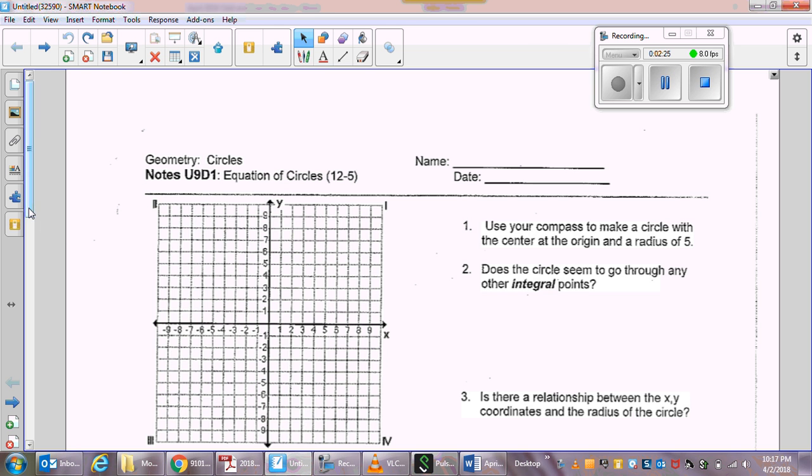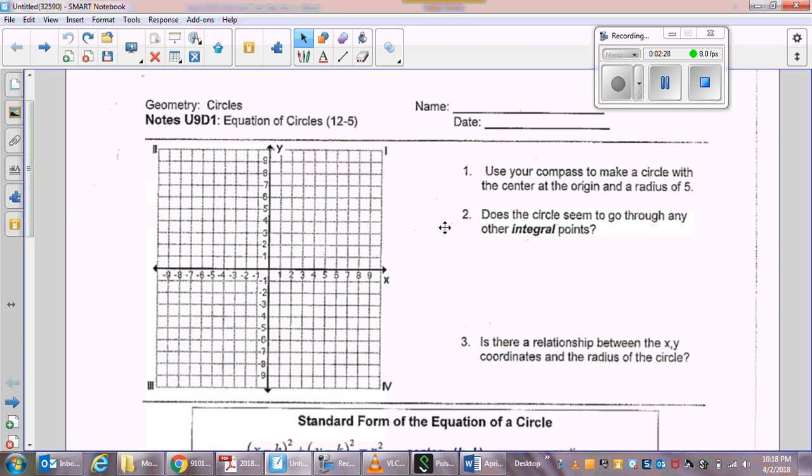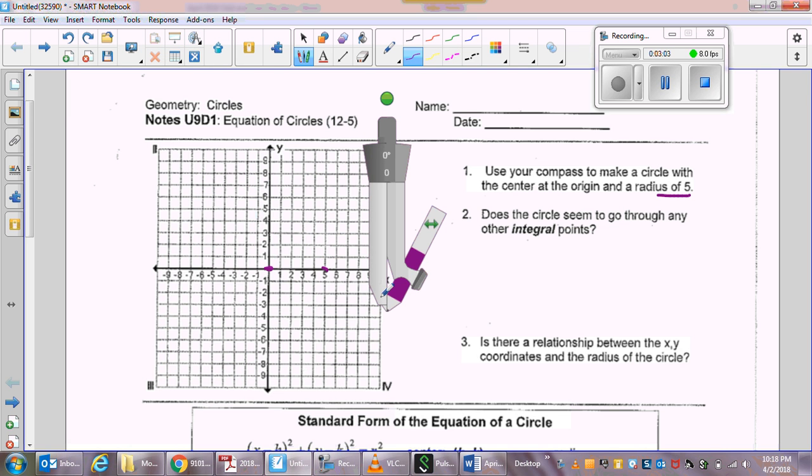So the first thing we're going to do for this part is try to answer this question. It says, use your compass to make a circle with the center at the origin, and the radius is going to be 5. All of you know at this point the center is the origin, 0, 0, right? That's where a coordinate grid starts. And they want the radius to be 5 units. The radius can go up 5 units, to the right, to the left, or down. It doesn't matter, but I will go to the right and make my radius 5. I just need to worry about one of them being 5.